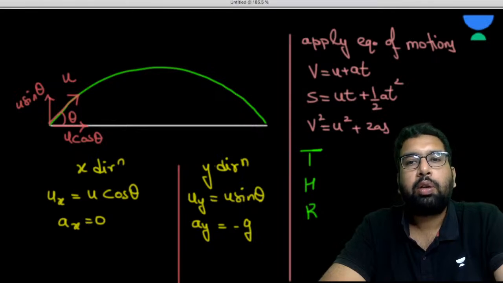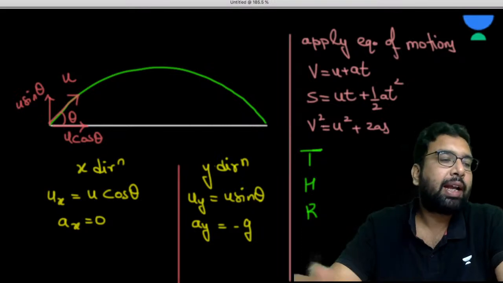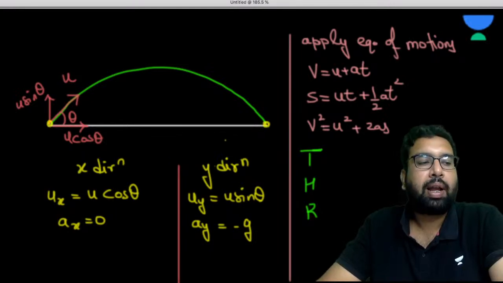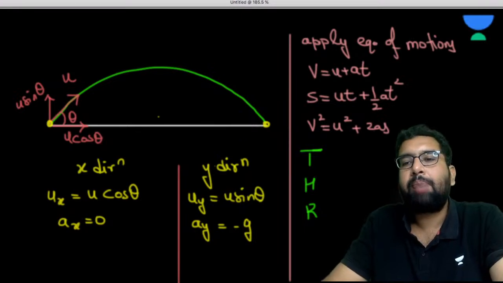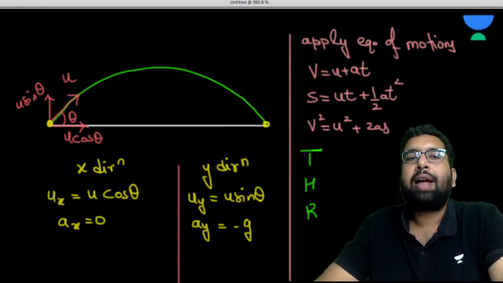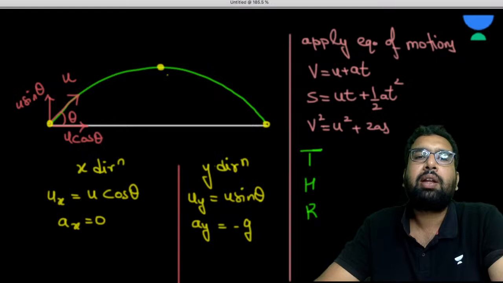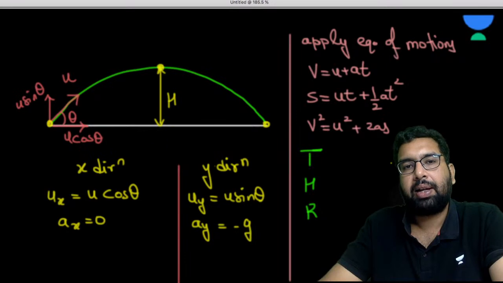Okay. So now, what is the time of flight? The time from when it is projected till it reaches this point, that is what we call the time of flight. What is the maximum height? In x direction there is no acceleration, so x direction velocity remains constant, whereas y direction speed keeps on decreasing. When the velocity in y direction becomes zero, the projectile attains the maximum height. That is your h.